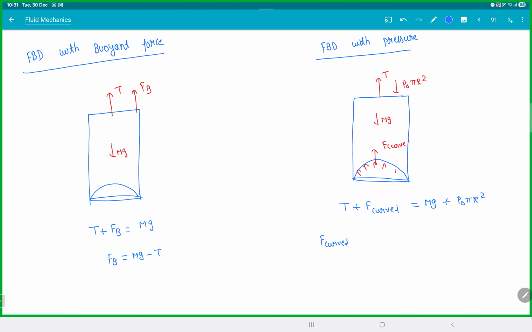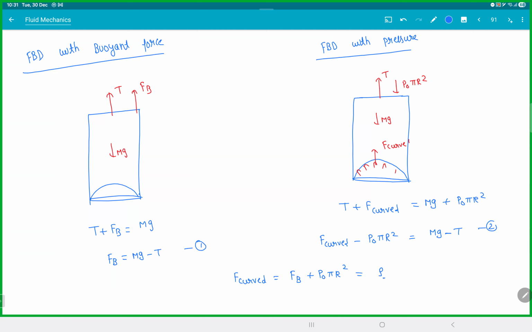So you need not even draw the FBDs. If you remember that, you can argue the force on the curved surface and the force on the upper surface, that difference must be the buoyant force. This is mg minus T. Check equation 1, equation 2. RHS is the same. So the buoyant force must be, so F curved is F buoyant plus P naught pi r square.